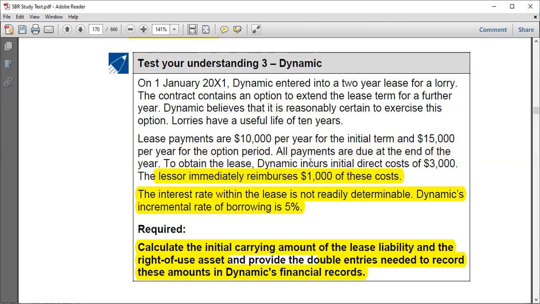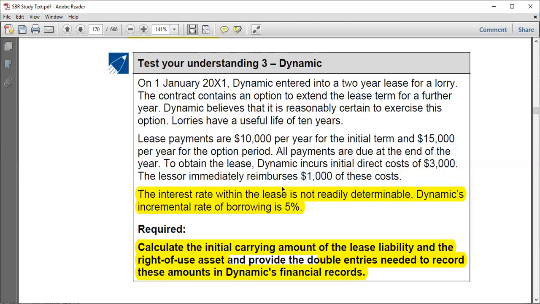Also, we are told that to obtain the lease, Dynamic incurs initial direct costs of $3,000, and we said yesterday that initial direct costs are added to the cost of the right of use asset. If you pay that amount, you credit cash or bank by $3,000 and you debit the right of use asset. You have paid for something so that you can have the right of use asset, so it has to be capitalized, right? Also, you're told the lessor immediately reimburses $1,000 of these costs. So it's like Dynamic didn't pay $3,000, because $1,000 was given back to him. So he just paid $2,000, right?